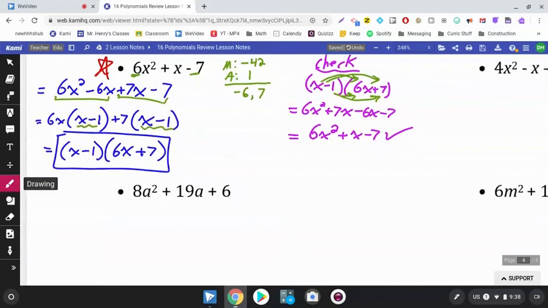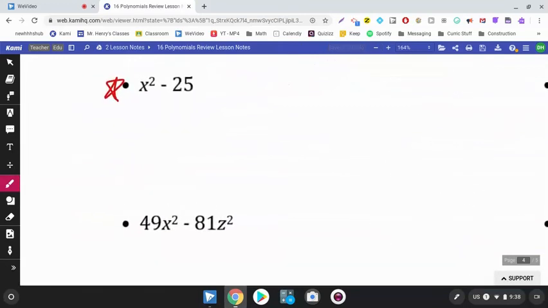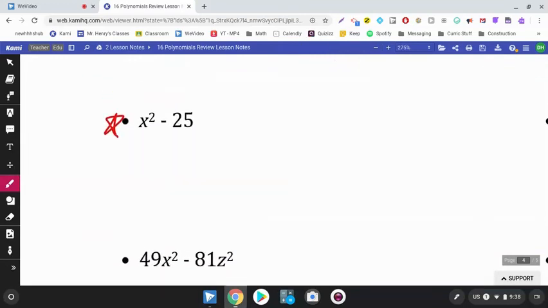And now I think there's only one more that I wanted to do, where we're going to do difference of squares. Okay, so x squared minus 25. What the difference of squares says is if you have a squared minus b squared, so something squared minus another thing squared, it has to be a difference, has to be subtraction. That factors to a minus b times a plus b. Okay, so in this case, it's x squared minus 25. That's like 5 squared. 25 is a perfect square.